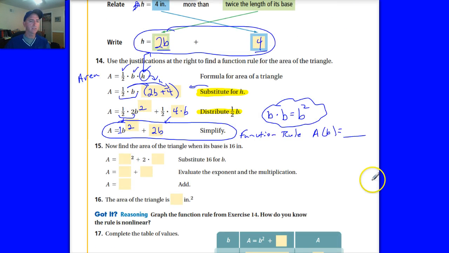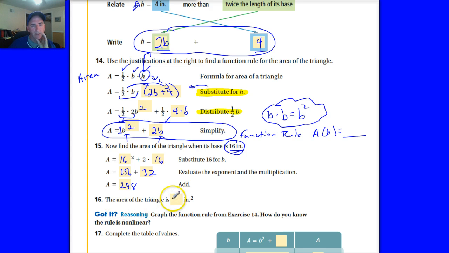Okay, but there's another question they want you to answer, and that other question is, what is the area if the base is 16? So all we're going to do now is we're going to plug 16 in for the base. Okay, so you have 16 here, because they want to know if the base is 16, well, what is your area there? 16 squared plus 2 times 16. Okay, let's do the math. I've done that for you. I worked ahead a little bit. 16 squared is 256 plus 32, and that adds up to be 288.